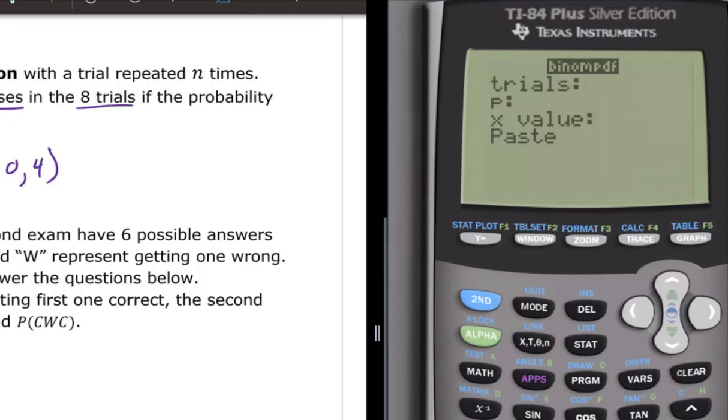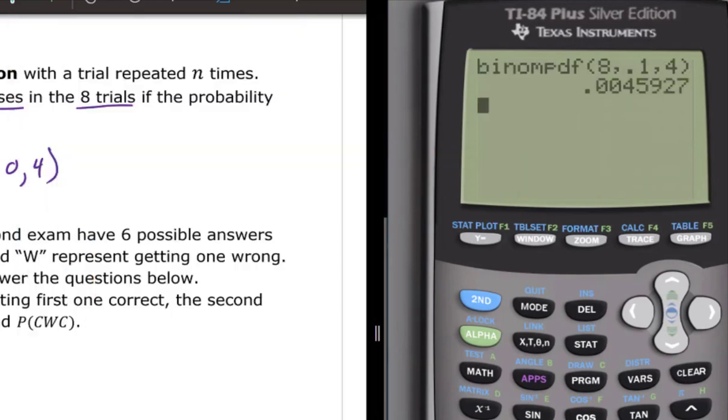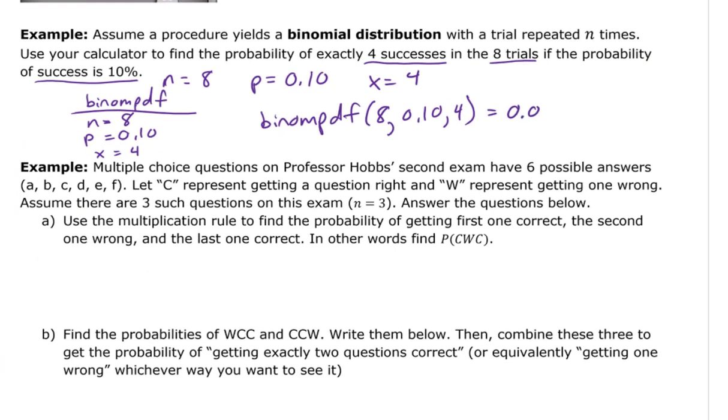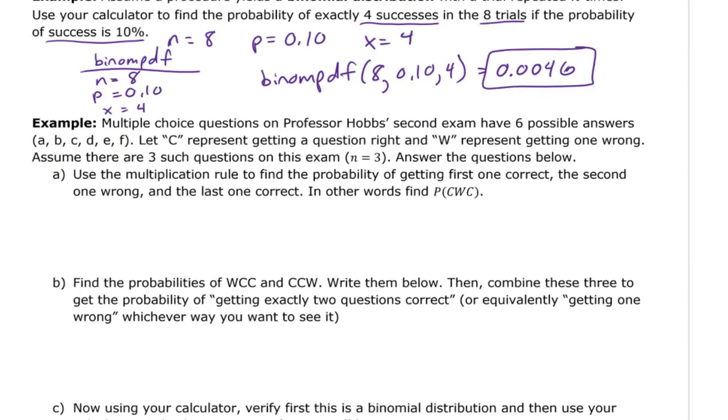We want to put in our number of trials first. That's going to be 8 trials. Probability of success is 0.10. And 4, exactly 4 successes. And we're going to paste. This right here will give us the probability for this binomial experiment. 0.0046, to 4 decimal places. Okay. And that's how you compute binomial probabilities right there.